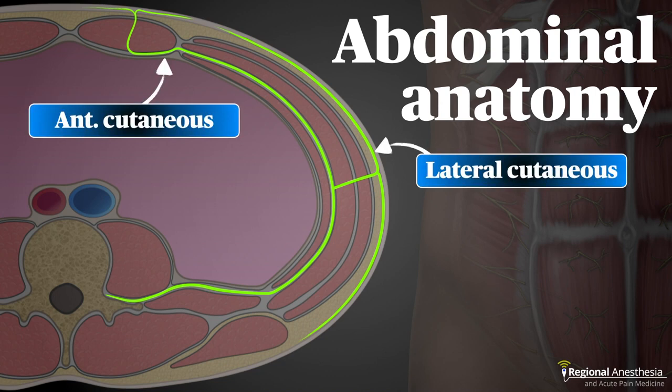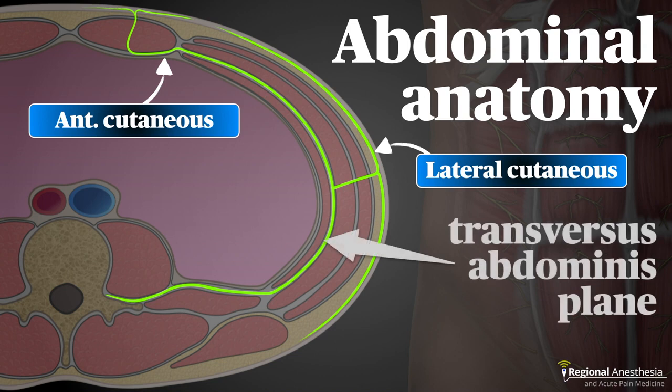The intermuscular fascial plane the nerves travel in within the abdomen is called the transversus abdominis plane. We're going to block the nerves here, upstream of the lateral branch takeoff, so we get the maximum effect.